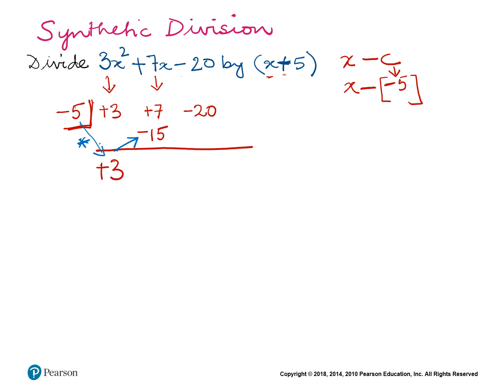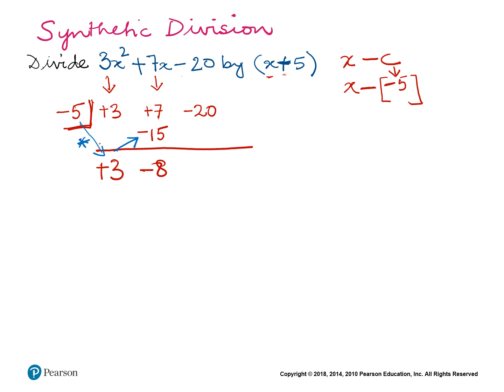All right, and then you just add the two values. Add plus 7 and minus 15. You don't have to change signs like we were doing in long division. Do not change signs, just add them. Plus 7 and minus 15 is negative 8, correct? It's negative 8. So we got negative 8.